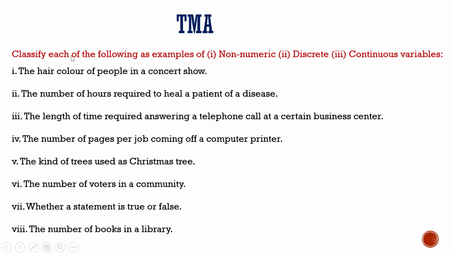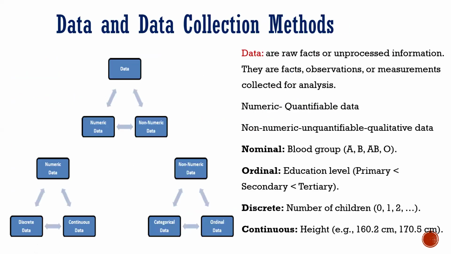They say classify each of the following as an example of non-numeric, discrete, or continuous variable. This is talking of data now. I hope you can remember when we explained data and the different types of data. We explained that data is of different types.